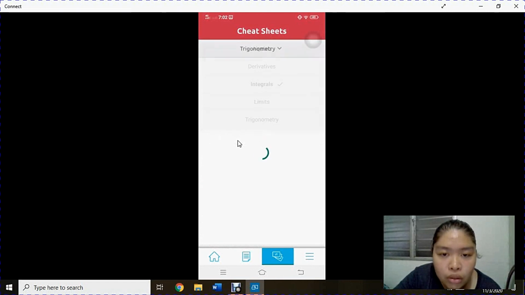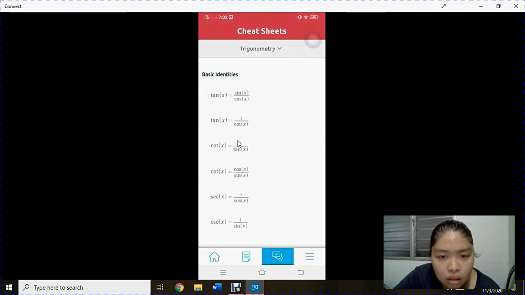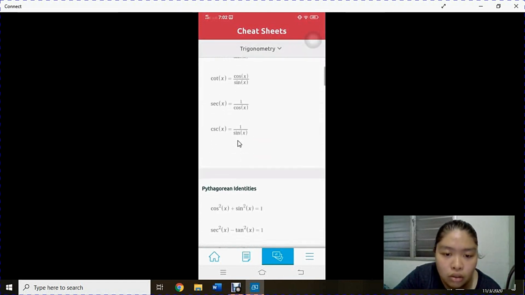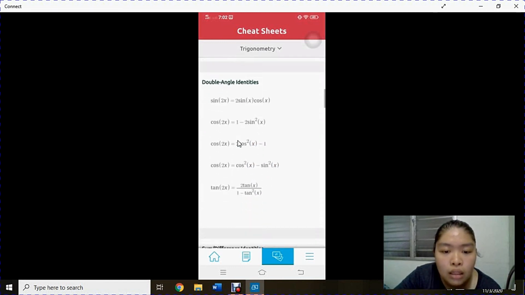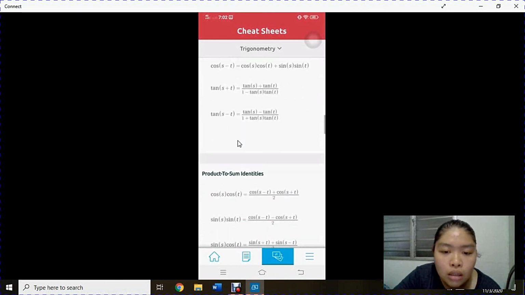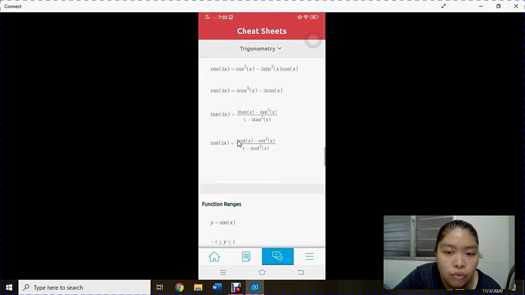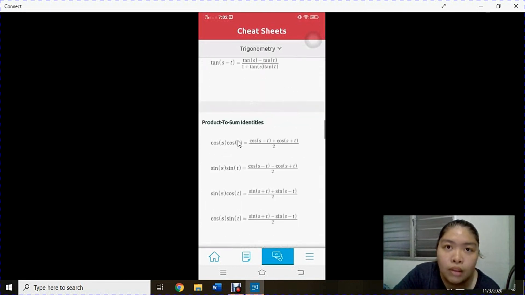The trigonometry cheat sheet also, as you can see here, has the Pythagorean identities, double angle identities, and some different identities, all the things that we need to know before entering an exam.